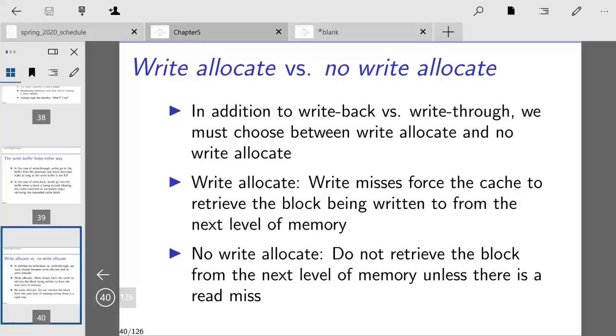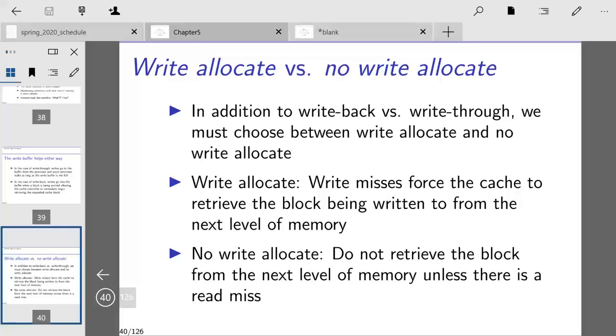So write allocate is the strategy where, if we write to a block, in the case of write back, without first reading it, we treat it like a read miss and bring that block into the cache and then modify it. That's write allocate. No write allocate is where, if the cache block is not in the cache when we write to it, we just forward those writes to the next level of memory, which of course more than likely goes into a write buffer, and we don't bring that cache block into the cache until it's actually read from.